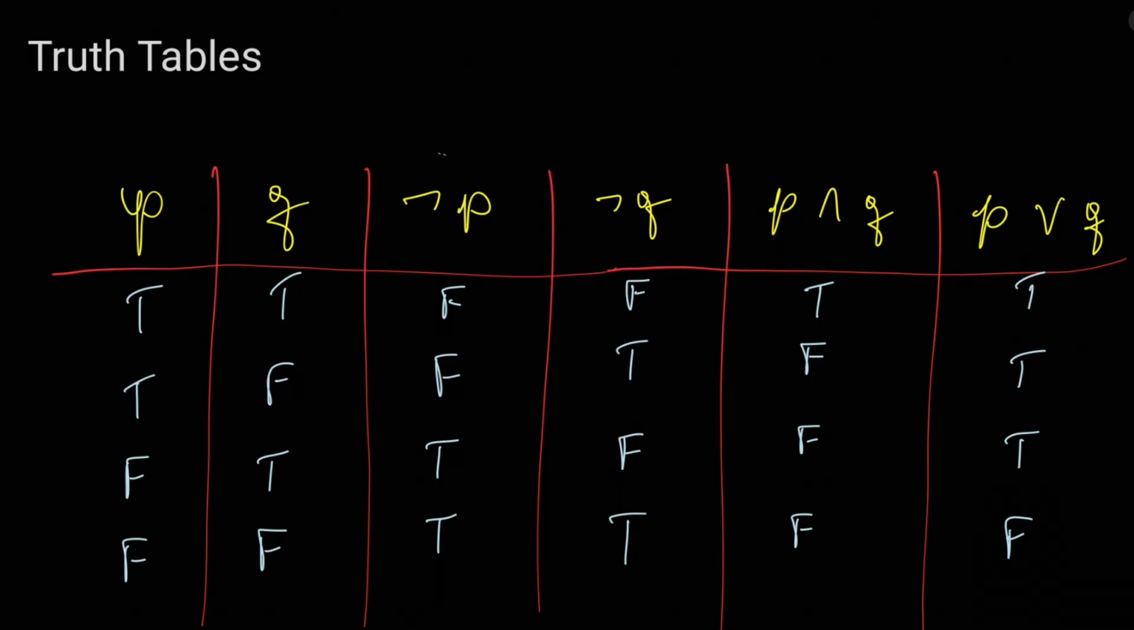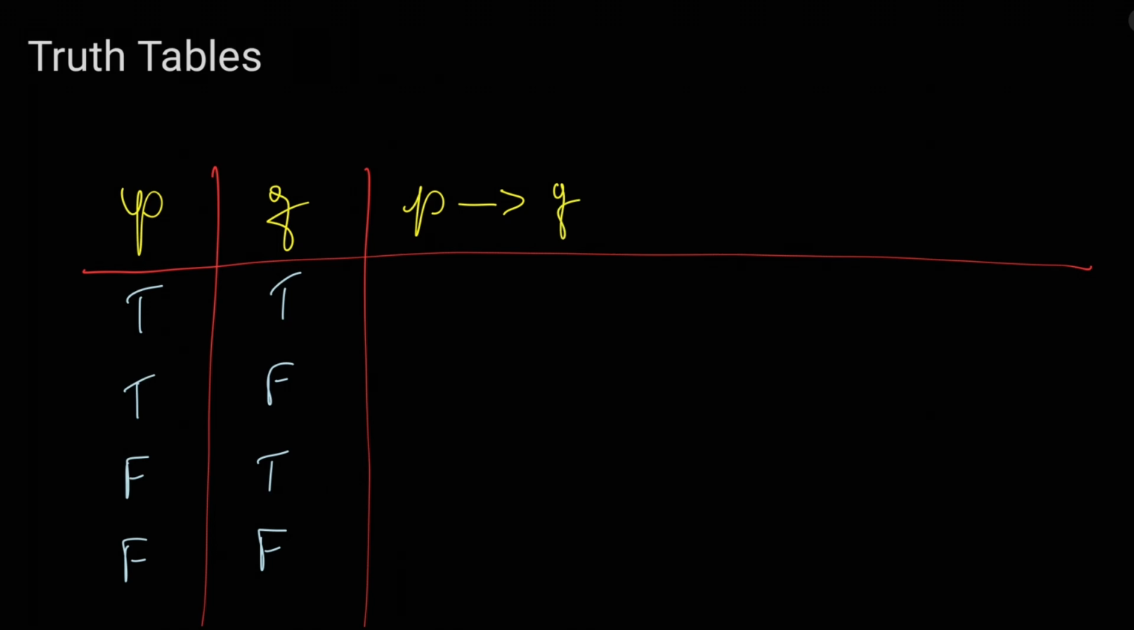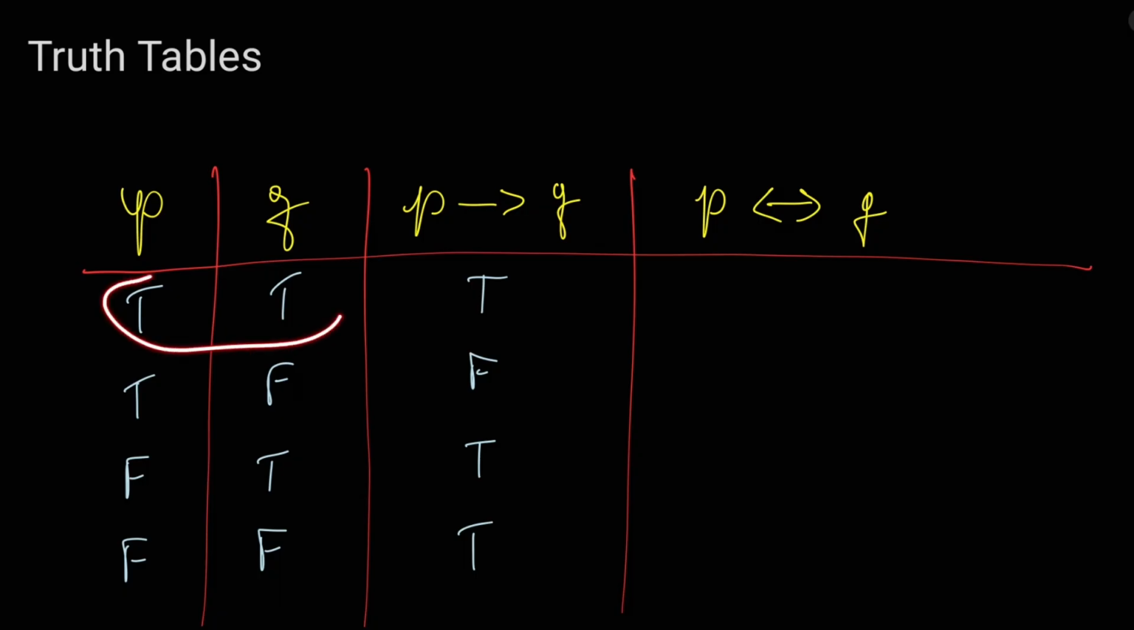Let's make some room for the next ones. If P, then Q. This is false only when P is true and Q is false. In all other cases, it's true. So this is false and the other ones are true. And finally, we will do P if and only if Q, which is true when P and Q have the same truth value. So here both are true and here both are false. So this is true in these two scenarios and it's false in the other two. So as you see, a truth table shows step by step how logical expressions behave in all possible cases.